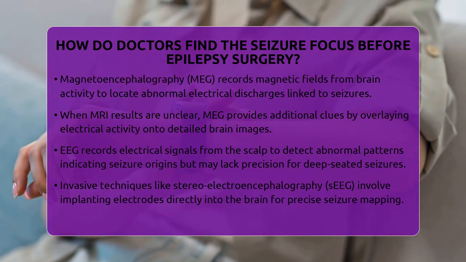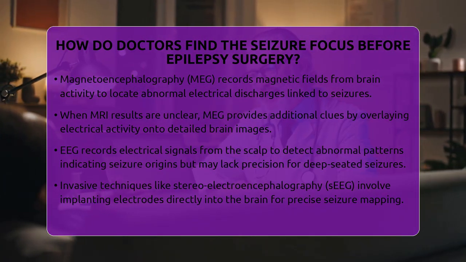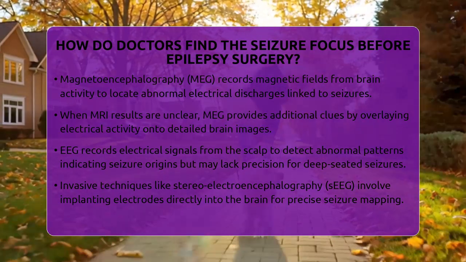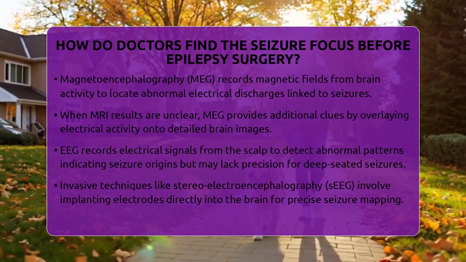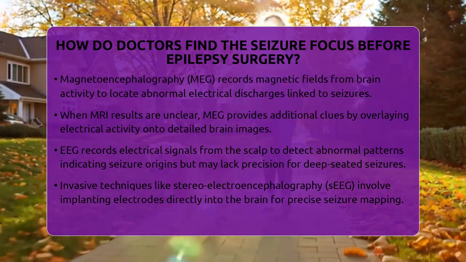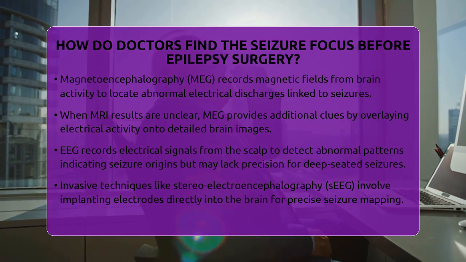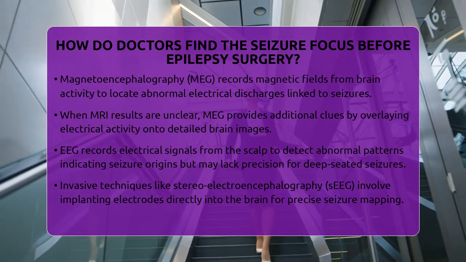Electroencephalography, or EEG, is a common non-invasive test that records electrical signals from the scalp. It can detect abnormal patterns that suggest where seizures originate. However, scalp EEG sometimes lacks precision, especially if seizures start deep inside the brain. That's when more invasive techniques come into play.